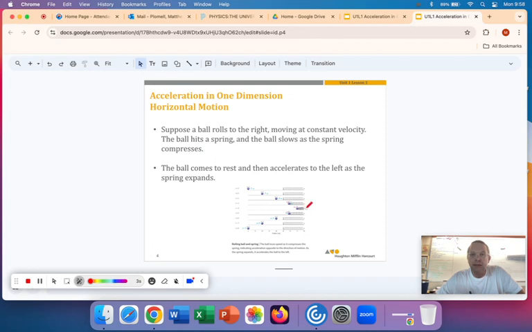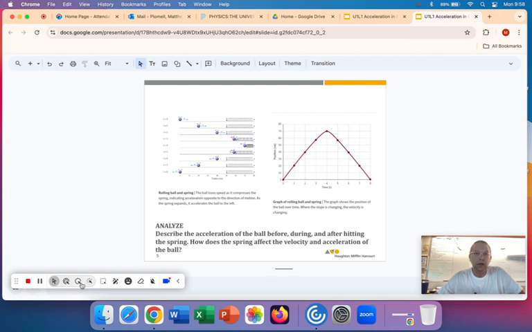It comes to rest and then accelerates to the left as the spring expands. And then it resumes a constant velocity in that direction. So I would like you to analyze the horizontal motion of this ball. Describe the acceleration of the ball before, during, and after hitting the spring.